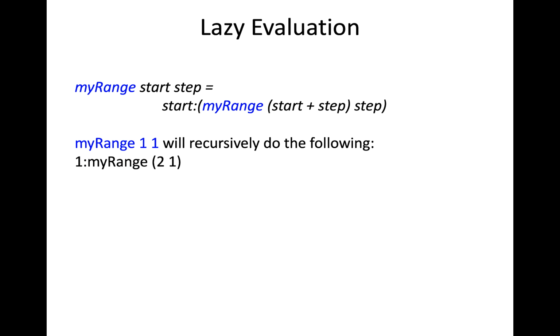So if we think how that happens, first call my range 1 1 will return 1 here, then concatenated with my range 2 1, and then my range 2 1 evaluates to another item in the list which is 2, and then again my range call, and this time the start position is 3, and so on. So it keeps on going and we get an infinite list.